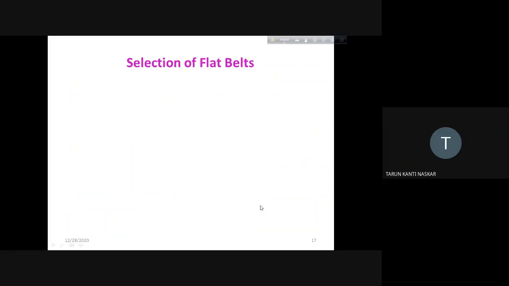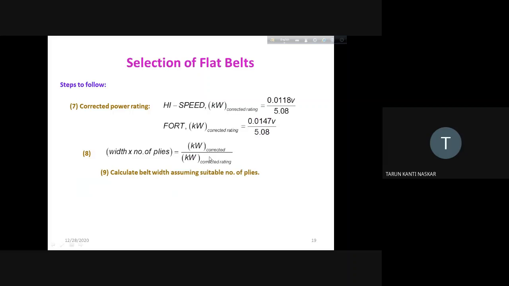Now you come here. So kW corrected divided by kW corrected rating. If you divide these two, you will get width multiplied by number of plies. This is the total value and this is the rating. Rating means unit. So if you divide the total by the unit, then you will get the number of units. The unit is width multiplied by number of plies. Do you get my point?